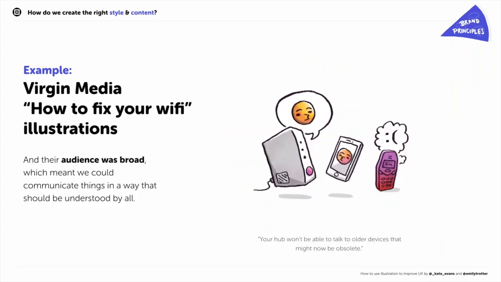And lastly, as our audience was quite broad, we needed to communicate things in a way that would be understood by everyone rather than just appeal to advanced users. So in this example, we're illustrating that your hub won't be able to talk to older devices that might now be obsolete. To do that, we drew the hub flirting with an iPhone while Nokia 3210 is sad.